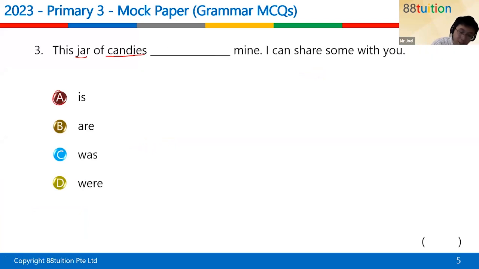Is, okay? Because we're looking at jar. This is one jar of candies. So we need to use the present singular form here, is. So the answer here is A, is, right? This jar of candies is mine. I can share some with you. Good.